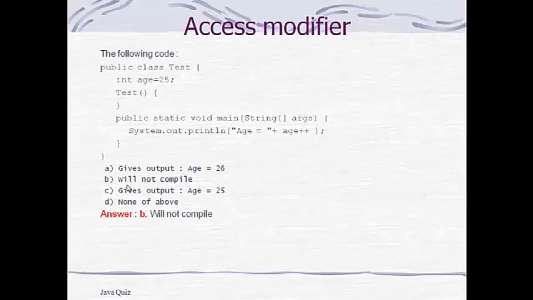The answer is B, will not compile. The reason is you are trying to access the age variable from the instance of test when there is no instance, because it's static. So this is a static method and it can be accessed without creating an instance of test, and there is no variable or field called age at that time, so we cannot use this.